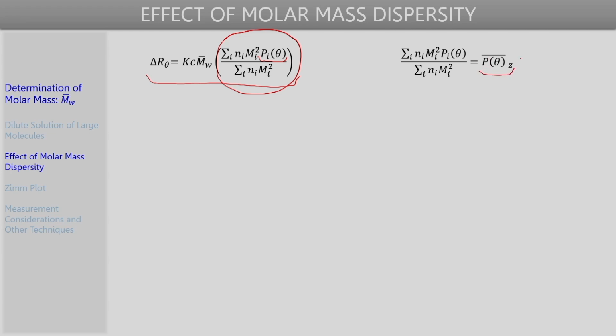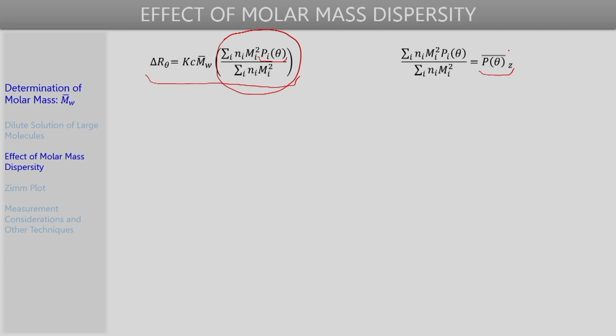So, when we say z average, one can relate this to the z average molar mass that we have already defined in the previous lectures. We cannot actually calculate the z average molar mass from this z average particle scattering factor, but we can draw an analogy between the way in which this z average P theta has been defined and the way in which z average molar mass had been defined in the first lecture.